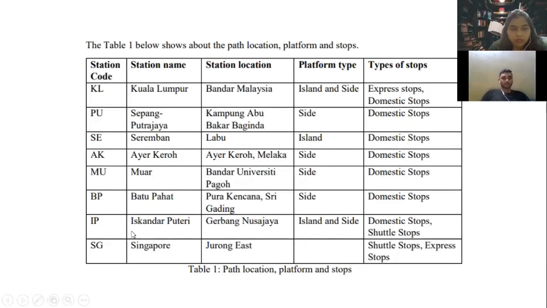And the last one would be Singapore. The station location is Jurong East. There's no platform type for this, and the type of stop is shuttle stop and express stop.